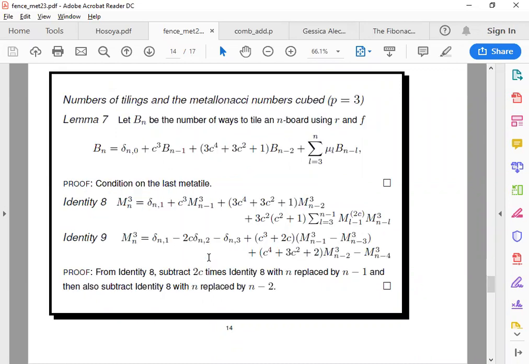So we can then go on to do something similar to before. We can condition on the final meta tile, and here we're summing over all mixed meta tiles, and here we're summing. So we do similar things to what we did with the P equals 2 case. Then using the fact that Bn is equal to Mn plus 1 cubed, we end up with this relation. Subtracting this relation from n changed to n minus 1 gives us a more compact formula for the metal numbers cubed.